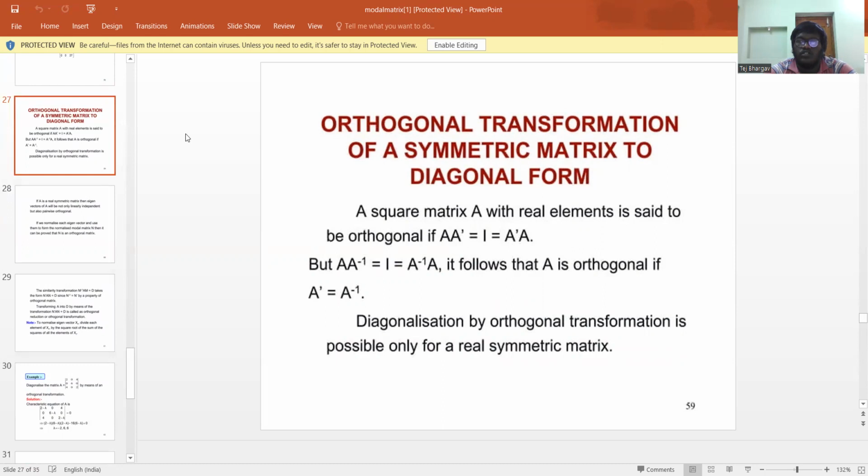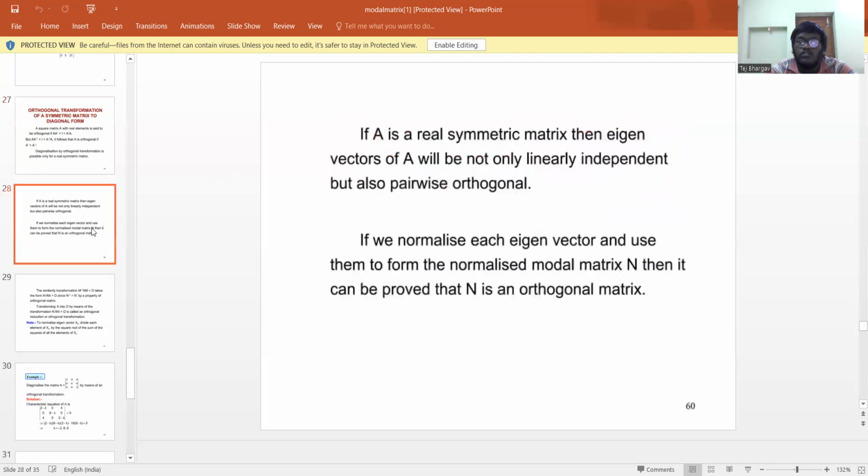Orthogonal transformation of a symmetric matrix to diagonal form. A square matrix A with real elements is said to be orthogonal if A into A dash is equal to I is equal to A dash into A. But A into A inverse is equal to I is equal to A inverse A, so it follows that A is orthogonal if A dash is equal to A inverse.